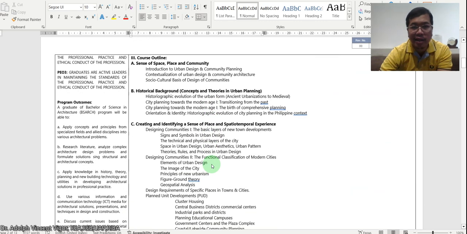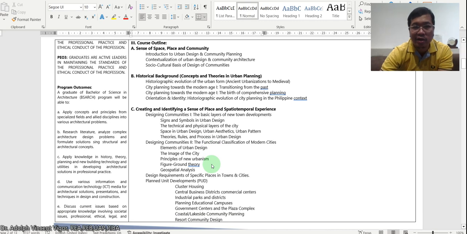For the course outline, you have A, the sense of space, place, and community, with the following topics: introduction to urban design and community planning, contextualization of urban design and community architecture, and socio-cultural basis of design of communities. And B, the historical background, concepts and theories in urban planning: the historiographic evolution of the urban form, ancient urbanizations to medieval, city planning towards the modern age, the birth of comprehensive planning, orientation and identity, and the historiographic evolution of city planning in the Philippine context.